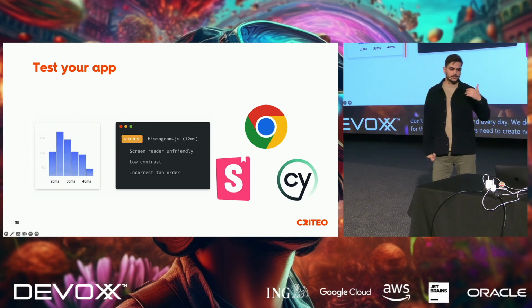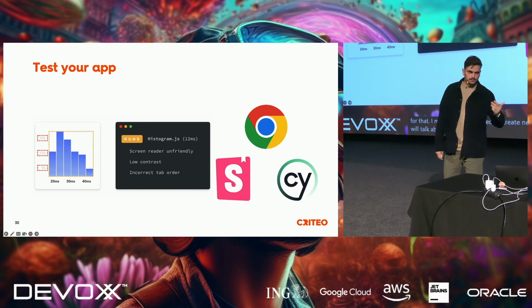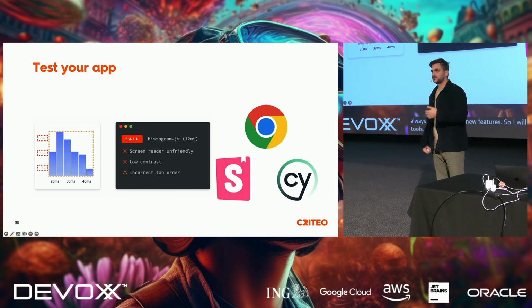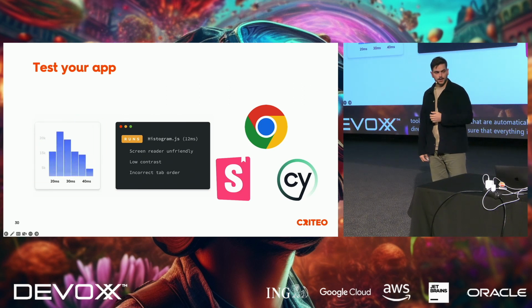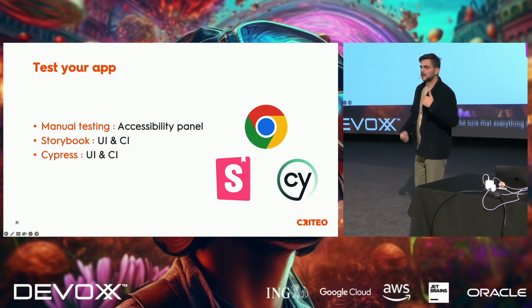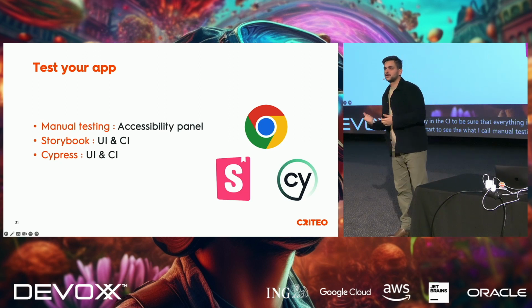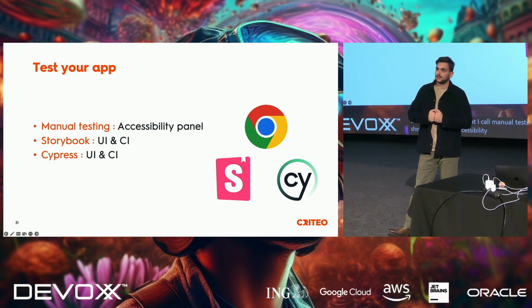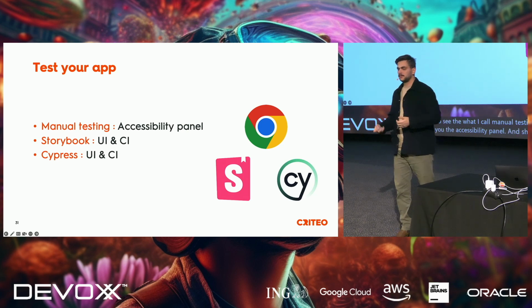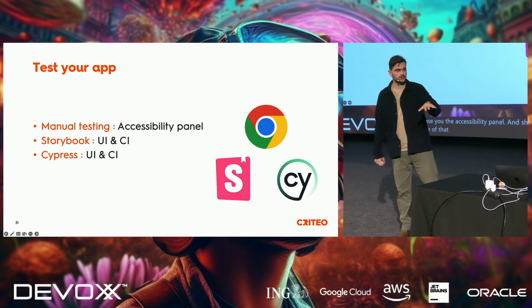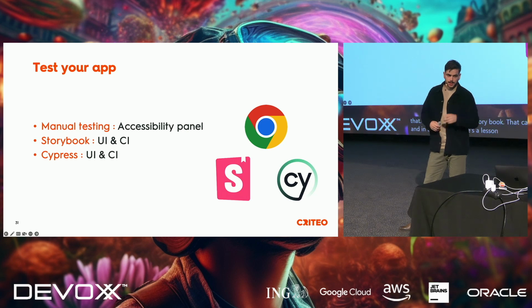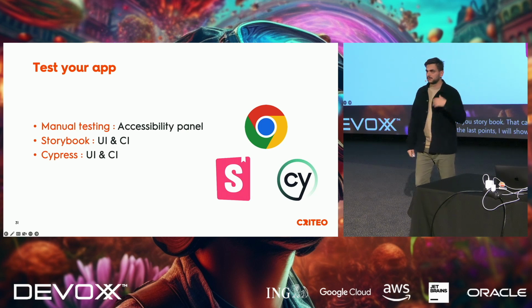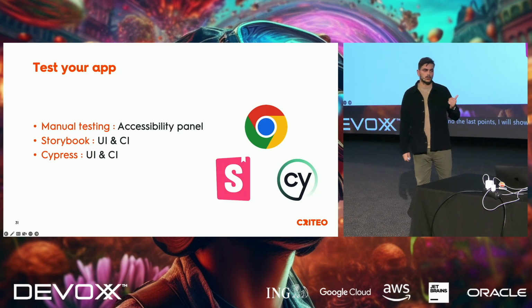So I will talk about 3 tools, I mean, at least 2, that are automatic and can run directly in the CI to be sure that everything is working properly. We'll first see what I call manual testing, so just to showcase the accessibility panel and show you what the purpose of that is. Then I will show you Storybook that can be run in the UI and in the CI. And as the last point, I will show you Cypress for end-to-end testing in the UI and in the CI.